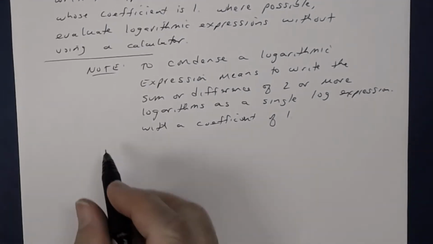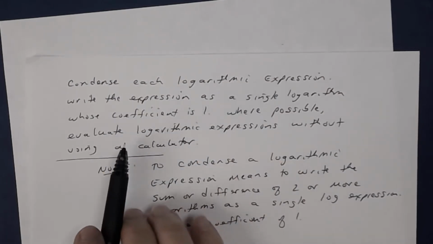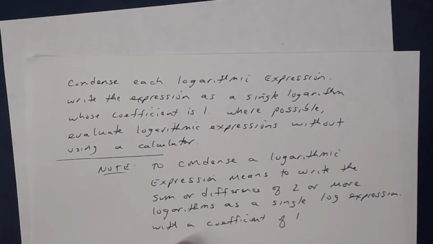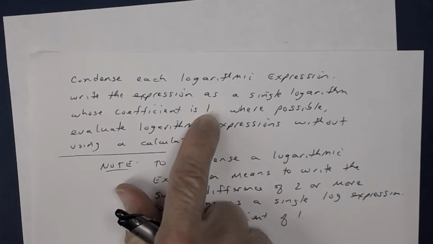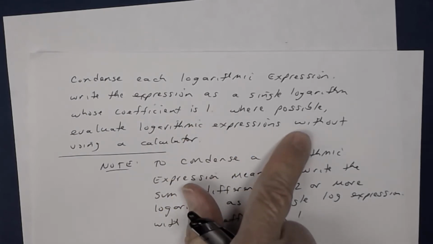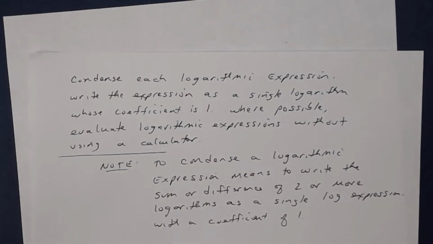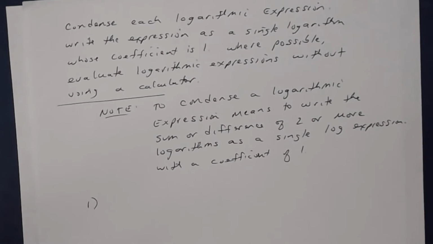So let's look at number 1. The direction says condense each log expression. Remember, condense means to write as a single logarithm. Just remember, though, you want to make sure that the coefficient of the log is 1. And then just as before, just like with parts 1 and 2, where possible, evaluate the log expressions without using a calculator. Okay? All right, so number 1.